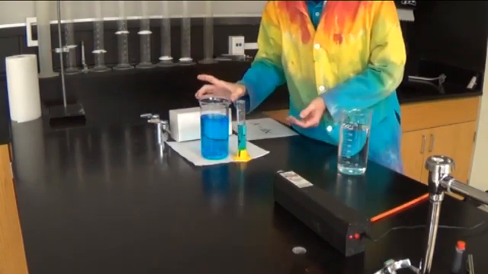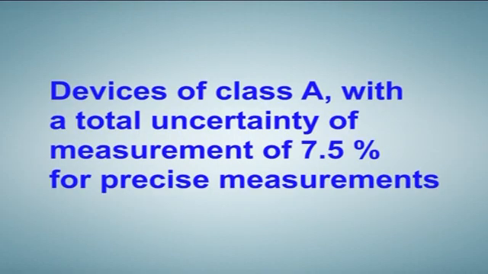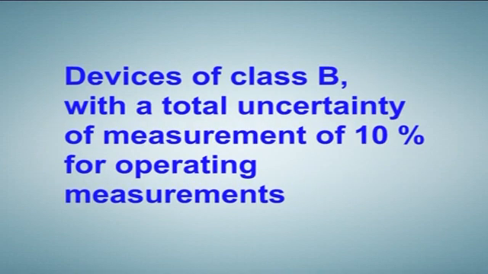into devices of class A with a total uncertainty of measurement of 7.5% for precise measurements, and devices of class B with a total uncertainty of measurement of 10% for operating measurements.